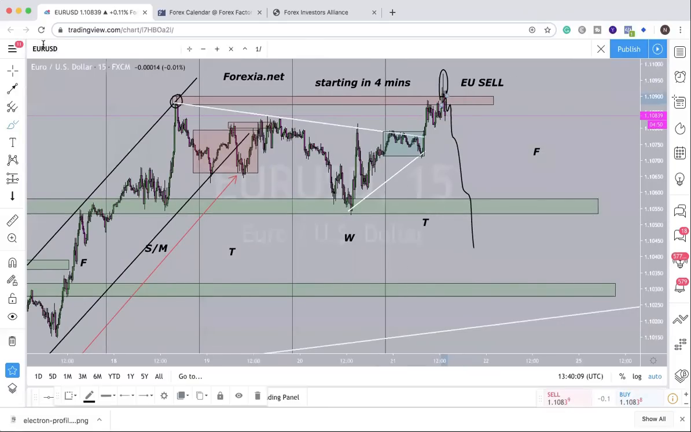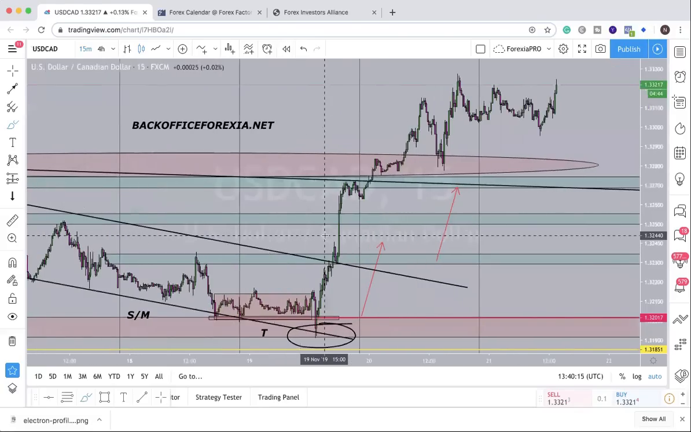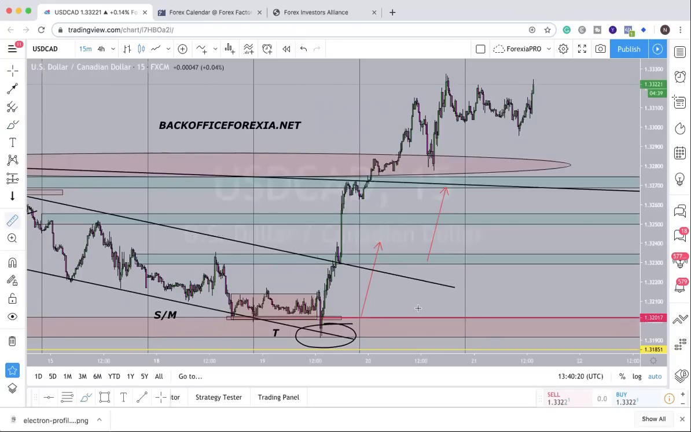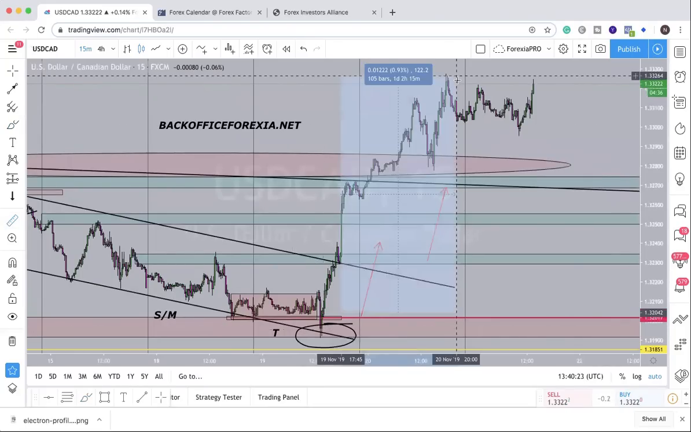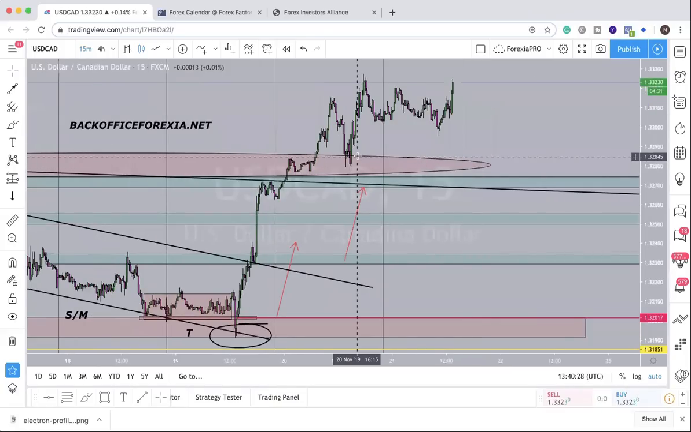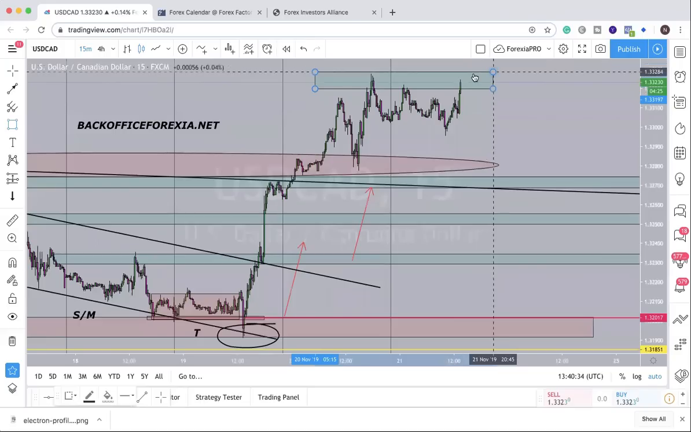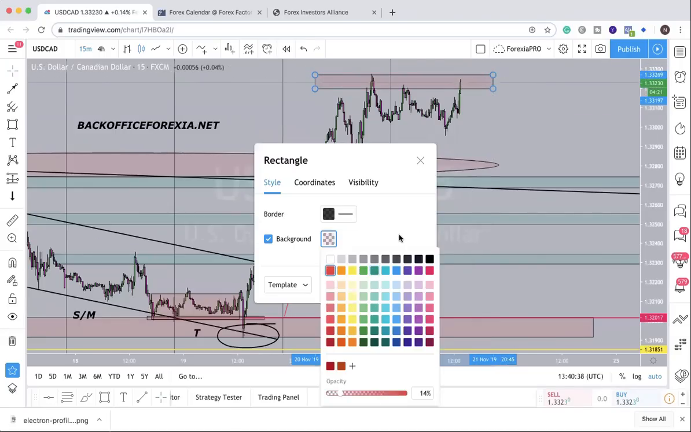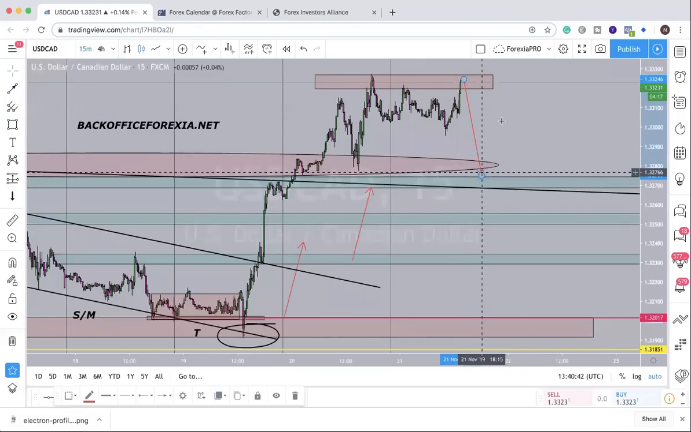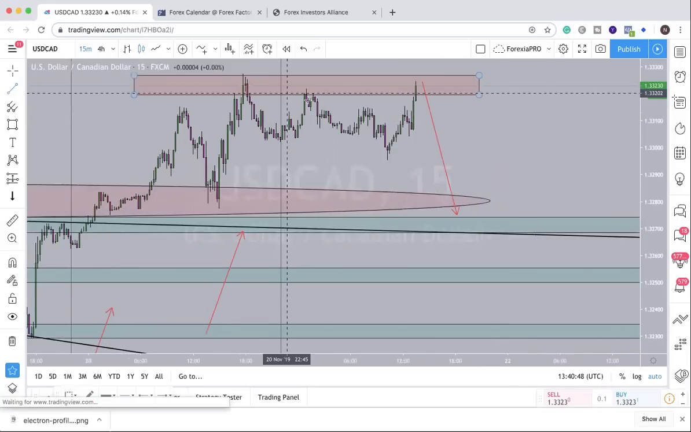All right, how did you guys like USD CAD? Sheesh. USD CAD went crazy. Actually, looks like it might be setting up for a reversal. Possible signature trade.